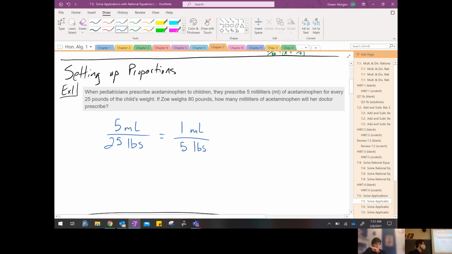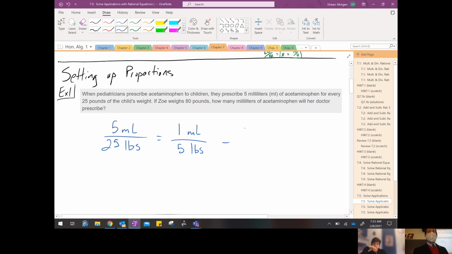But in this case, it says Zoe weighs 80 pounds. How many milliliters of acetaminophen should her doctor prescribe her? So if I've got this unknown quantity of milliliters that I'm trying to figure out, and I know she weighs 80 pounds, okay, right here, this is what is called a what? A proportion. And how do I go about, Charlie, solving a proportion?